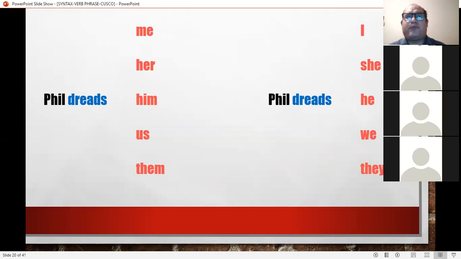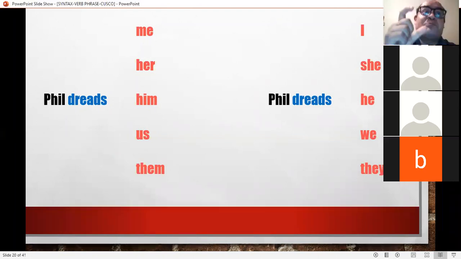Here we have two kinds of pronouns, right? Which is the correct one? The first one or the second one? The first one. Why? Object pronouns. Excellent. Object. Notice, that's why the name. Object pronouns, because they function or they work as a direct object. That's why the name, object pronouns.